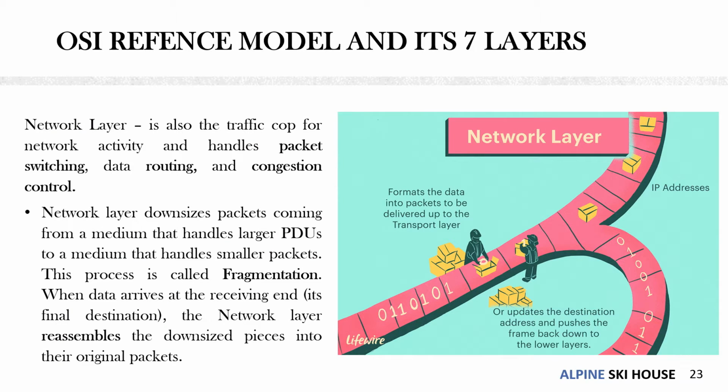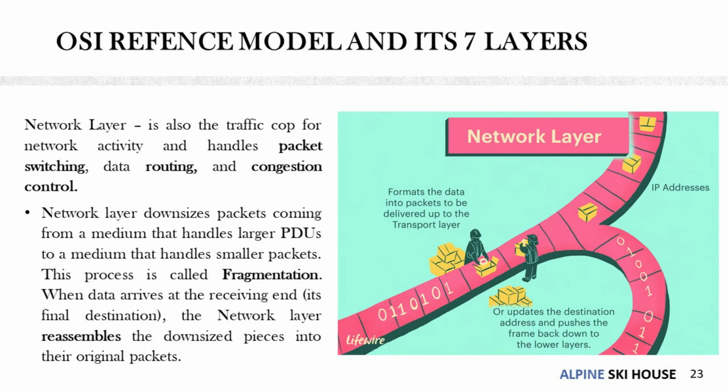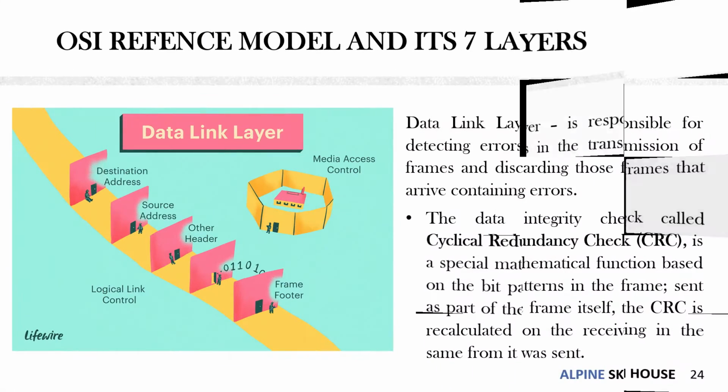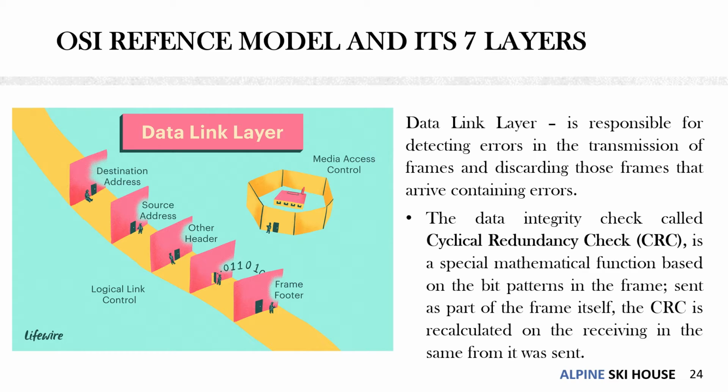The network layer is also the traffic cop for network activity and handles packet switching, data routing, and congestion control. The network layer downsizes packets coming from a medium that handles larger PDUs to a medium that handles smaller packets. This process is called fragmentation. When data arrives at the receiving end, its final destination, the network layer reassembles the downsized pieces into their original packets. The data link layer is responsible for detecting errors in the transmission of frames and discarding those frames that arrive containing errors.